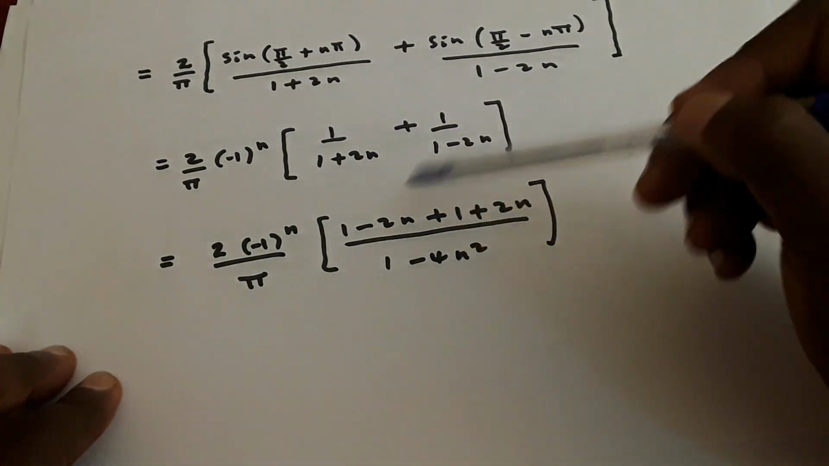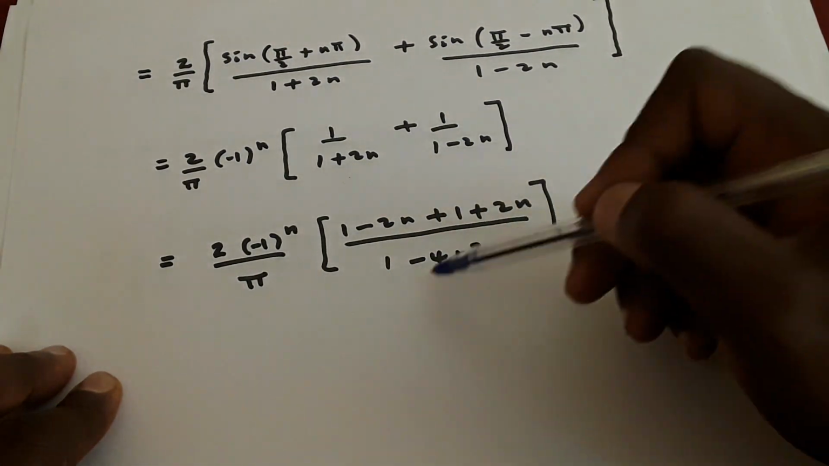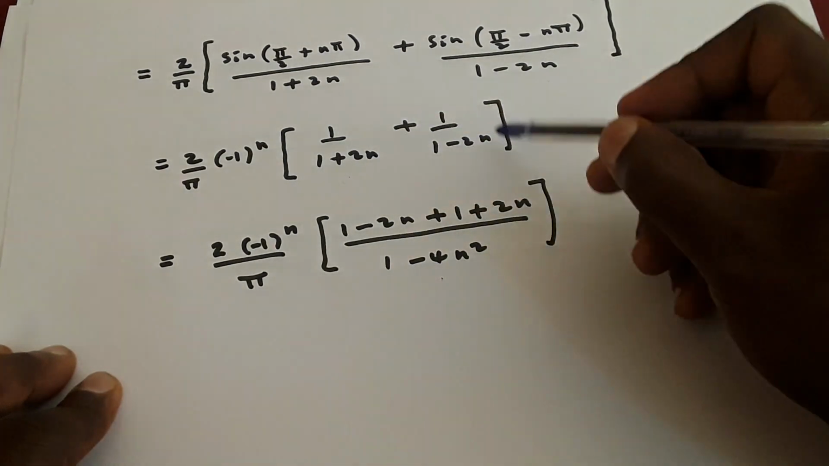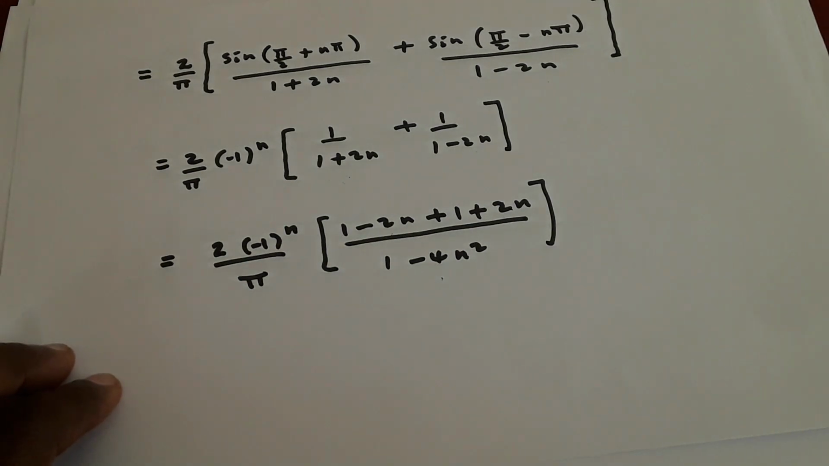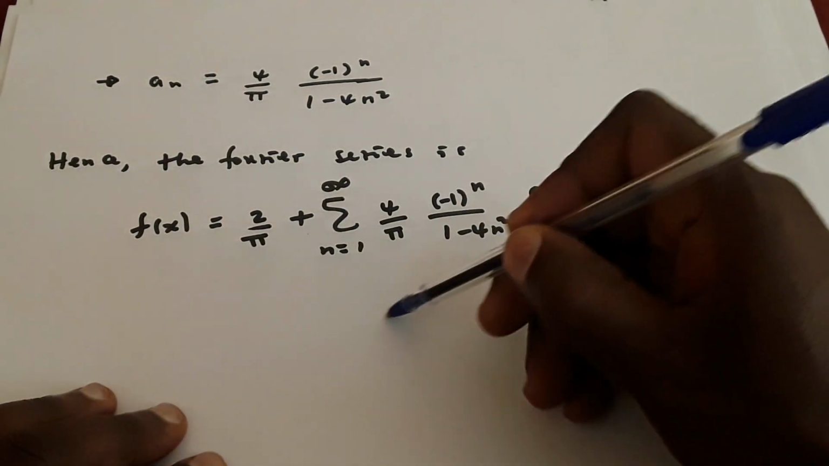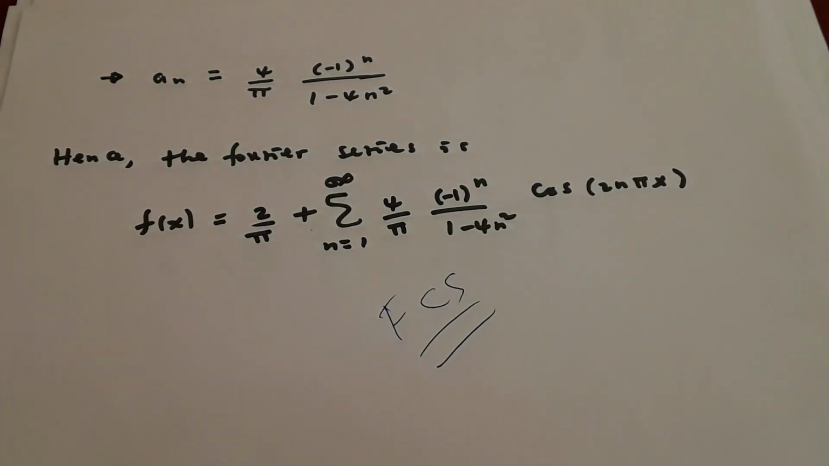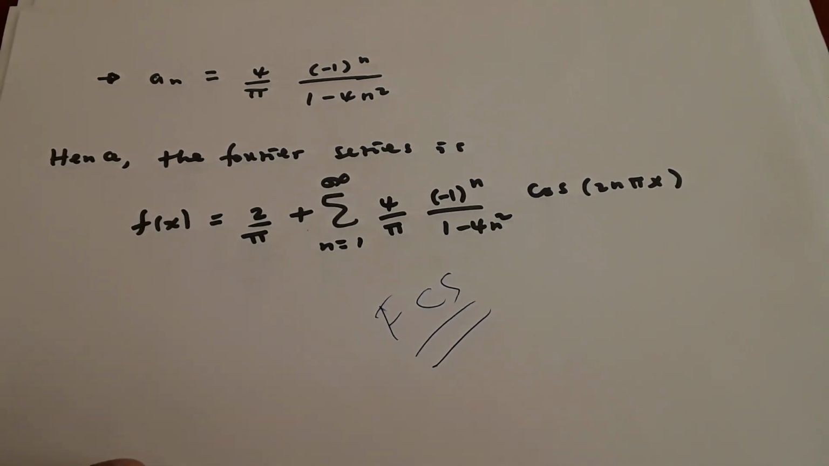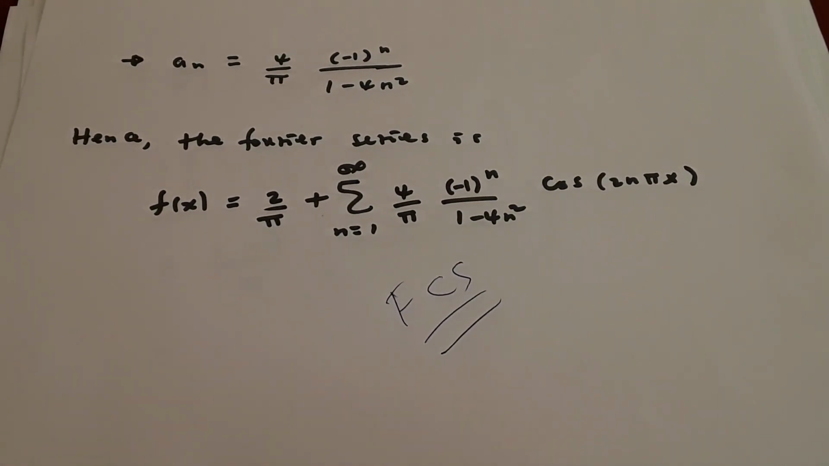You just cross multiply to get this common denominator here. We multiply this by this, which gives 1 minus 2n times 1 plus 2n. 2n minus 2n is gone, 1 plus 1 is 2, 2 times 2. We have a_n in this form. Hence, the Fourier series is this, that is the Fourier cosine series. You mean only cosine terms appear in this case. So that we have cosine terms only appearing in the Fourier series expansion. That's what we call the Fourier cosine series expansion.